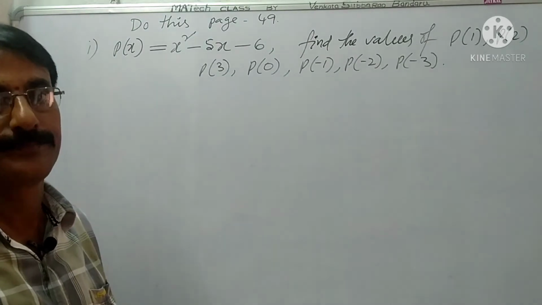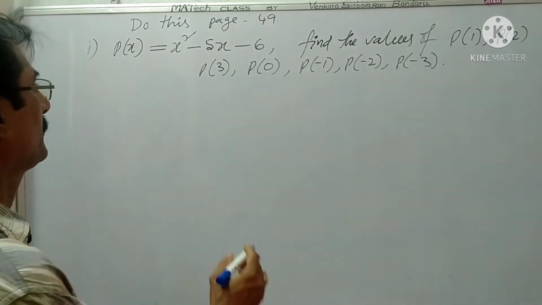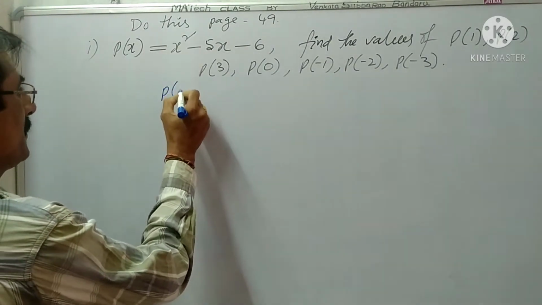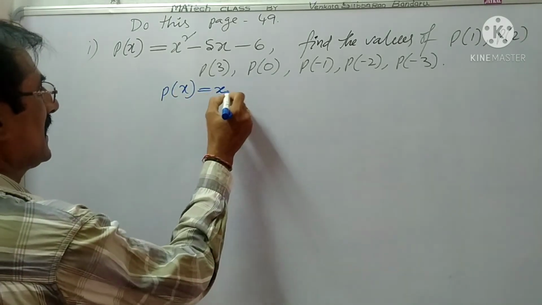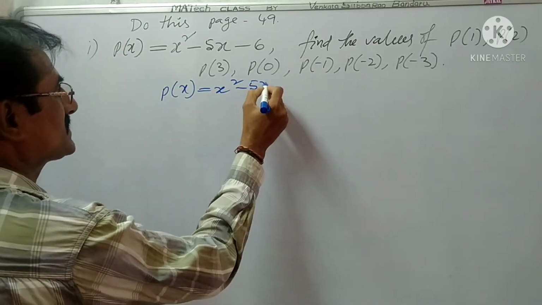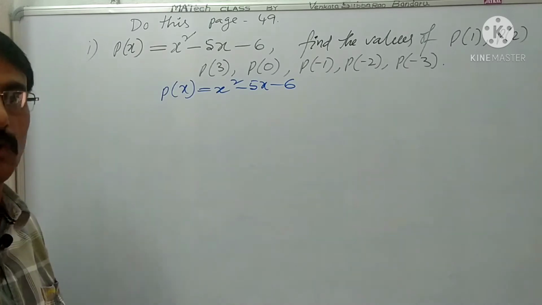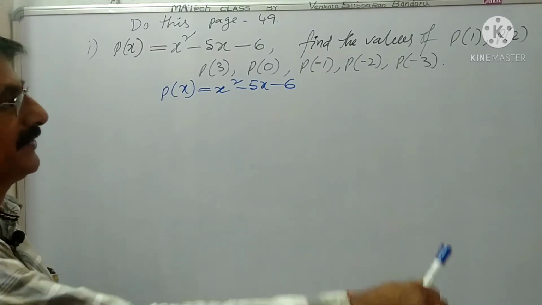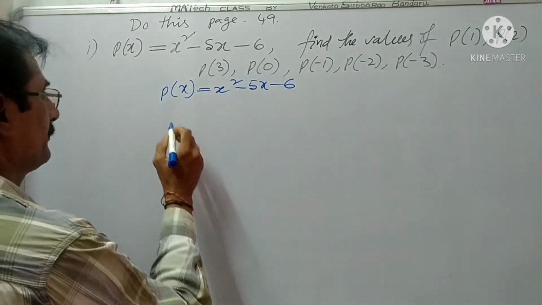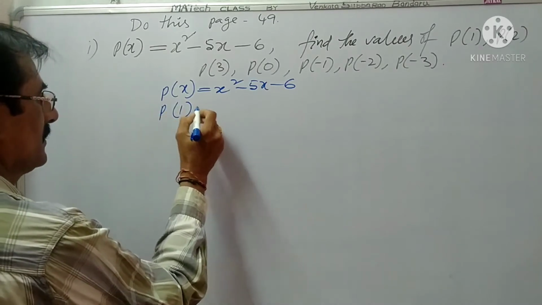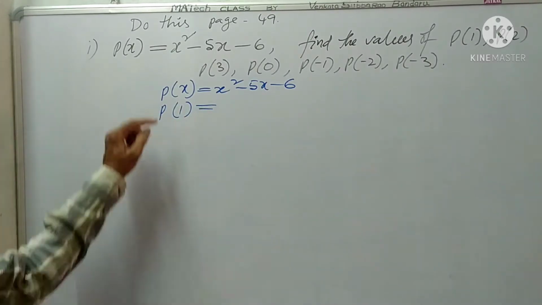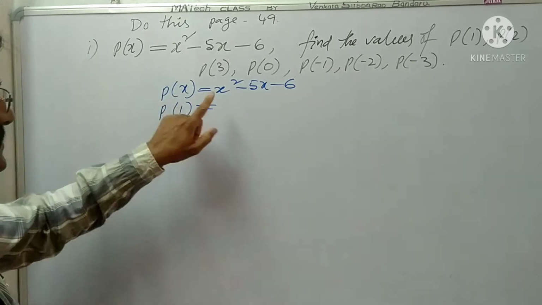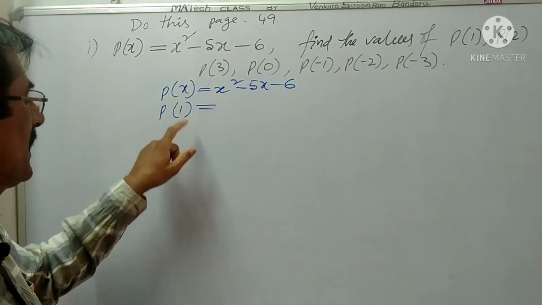To find the values of them, first take the given. What is the given? P of x equals x square minus 5x minus 6. It is the given polynomial. First we have to find p of 1. P of 1 equals, in place of x there is a 1. Just replace this x with 1.